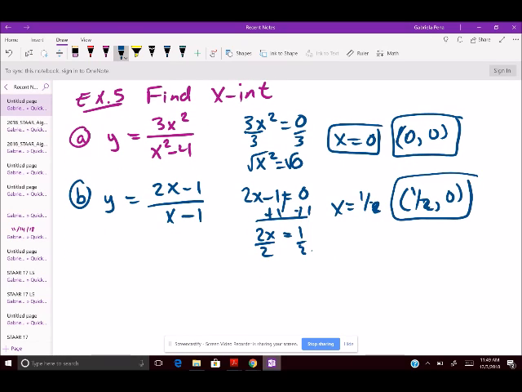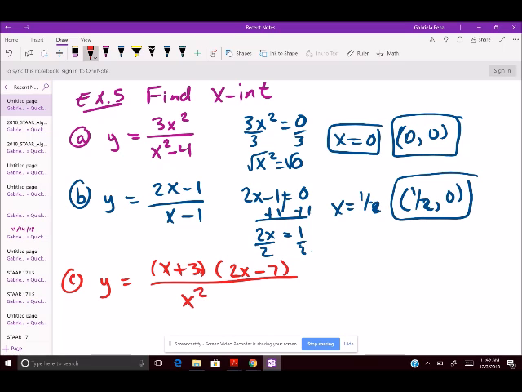And one more just to be on the safe side here. If I get y equals x plus 3 and 2x minus 7 over x squared minus 1, how many x-intercepts are you going to have for this problem? 2, because how many factors do you have on top? 2. So I have to take x plus 3, set it equal to 0. But I also have to take 2x minus 7 and set it equal to 0.